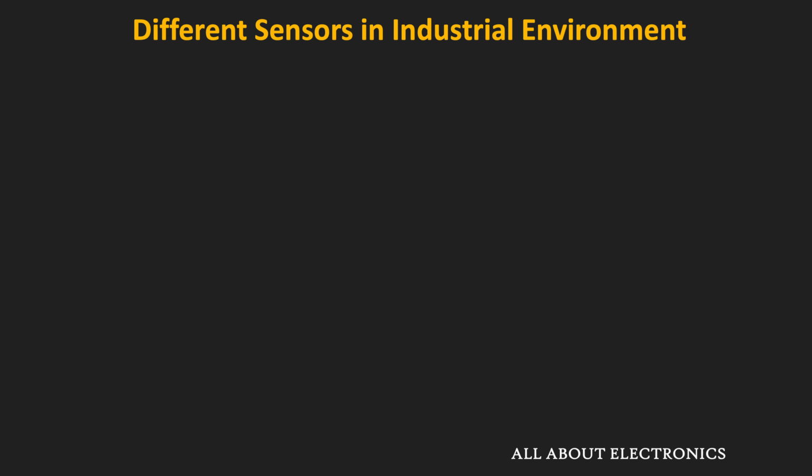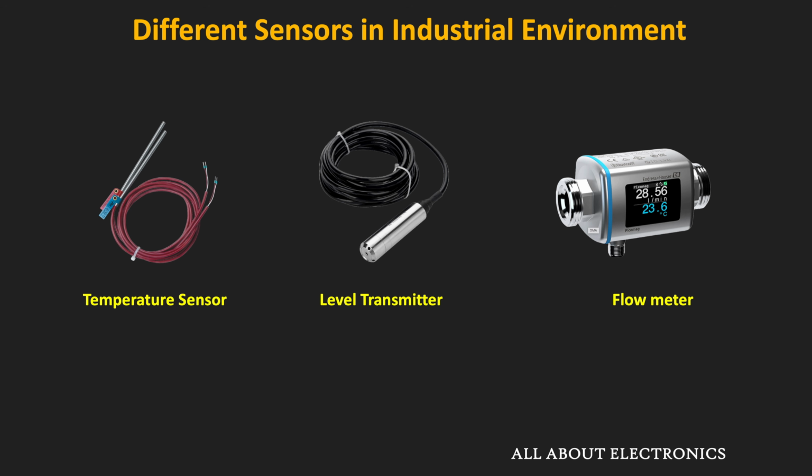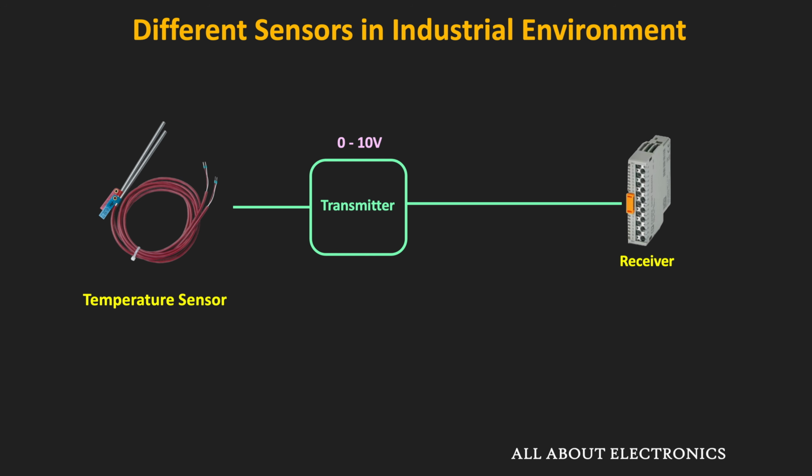In the industrial environment, different types of sensors are used to measure various process parameters like temperature, flow and level. Now these sensors can transmit the data from the field to the PLC either in the form of voltage or current. When the sensors transmit in the form of voltage, typically this voltage is in the range of 0 to 10 volt. To transmit this data along with the sensor, there is always a transmitter. This transmitter reads the sensor data and converts it into the appropriate range for the transmission.